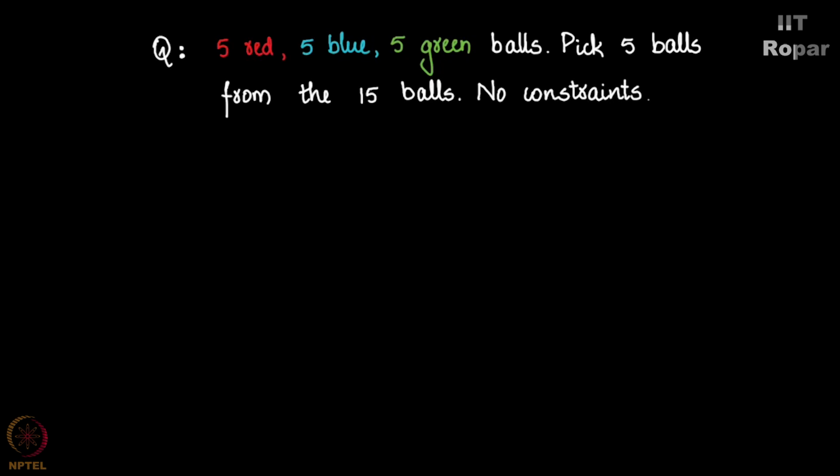Well, do you see that here we can have 5 0 0 as a valid possibility, 5 blue, 0 red and 0 green, or 0 blue, 5 red and 0 green. This is also valid. Or 0 blue, 0 red and 5 green. Now, 4 1 0 is also valid: 4 blue, 1 red and 0 green. Because there is no constraint that I have to pick at least one of each ball, this is also valid.